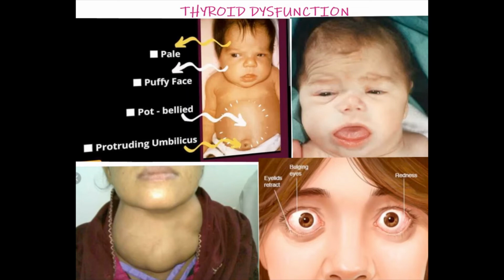Here some problems also arise. First condition is known as goiter. See in this diagram, this lady is suffering from goiter disease. Here the neck region is fully swollen. It is caused due to the inadequate supply of iodine in our diet. So when we are eating food, we have to eat a proper amount of iodine content. When the iodine content is less, this condition may arise.